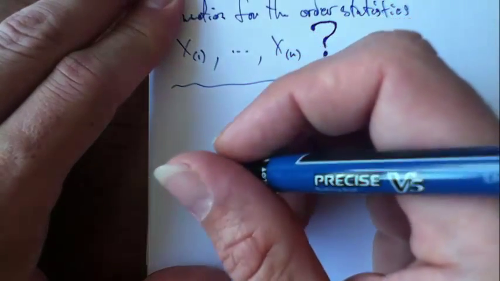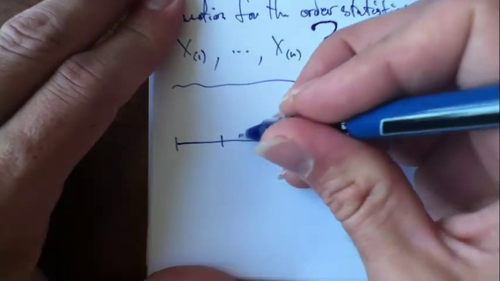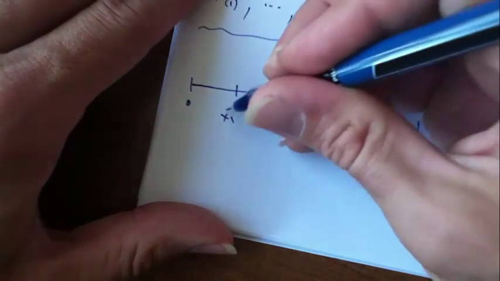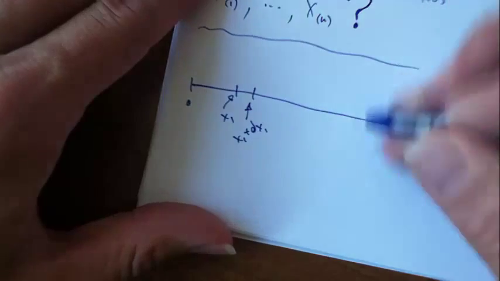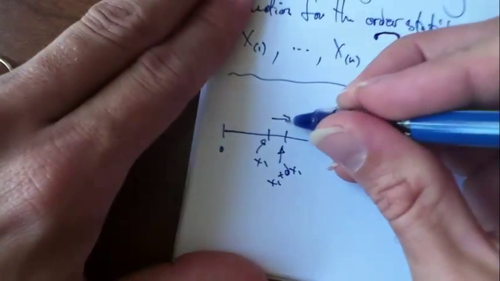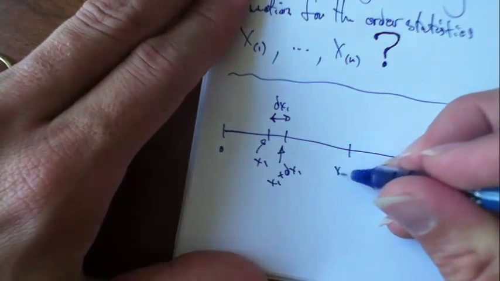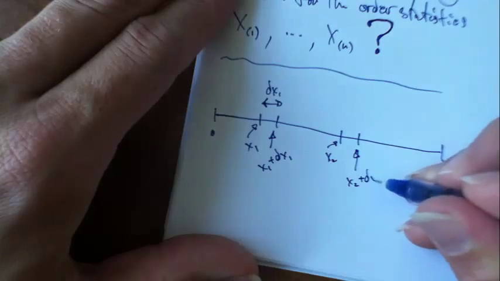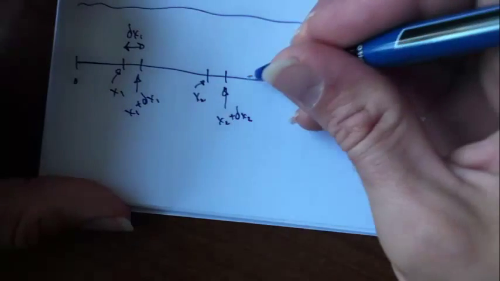Let's go back to the random variables X1 through Xn, and remember those are independent. So I'm going to draw this little picture here. X1 is there, and right here I'm going to have X1 plus dX1. So this amount is dX1. And then maybe I'll put X2 here, and right here I'll put X2 plus dX2. And over here, maybe I'll put a resistor between these two.